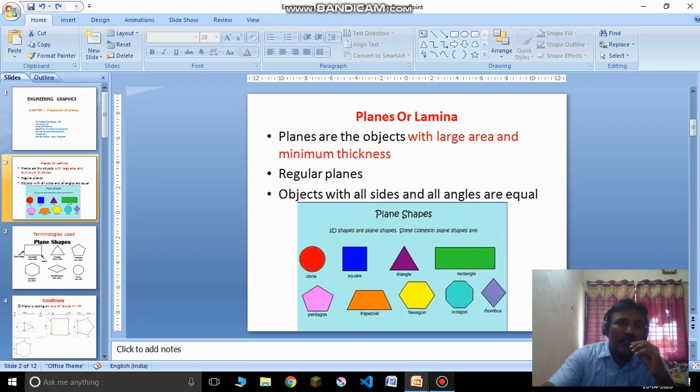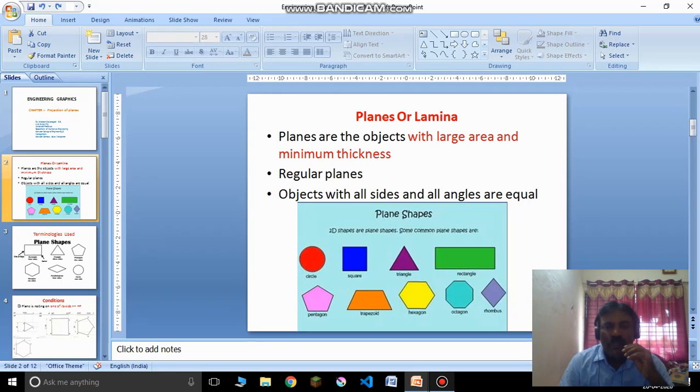So, a basic introduction about the planes. What do you mean by planes or a lamina? A plane is an object which has a very small thickness and a large area. Such objects we call planes, or you can say laminas.